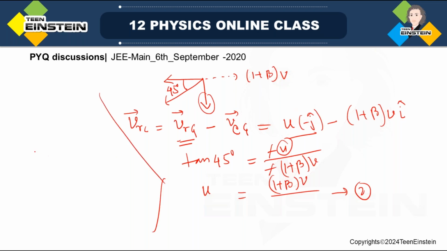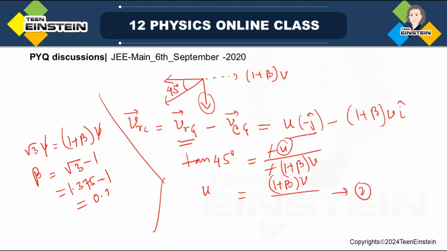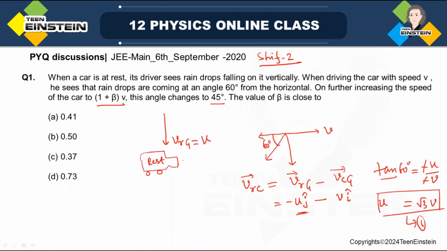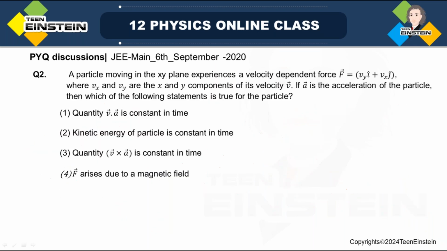So from the previous value we had got u is equal to root 3 v, and this is 1 plus beta into v. So v goes up, so root 3 minus 1, root 3, you know, this 1.375, something like this, minus 1, so this will be nearly 0.37. Okay, all right, so 0.37 will be the answer for this question. Okay, let us go to the next problem.